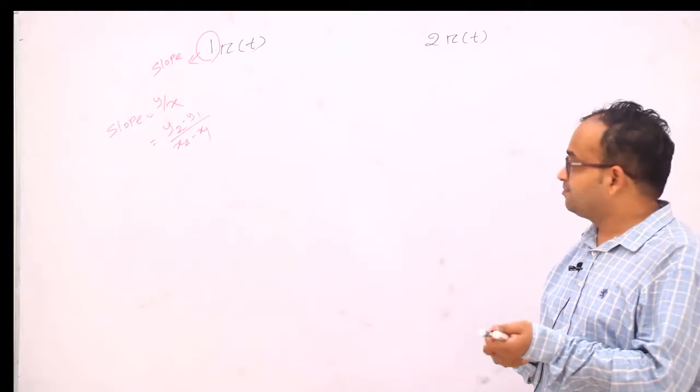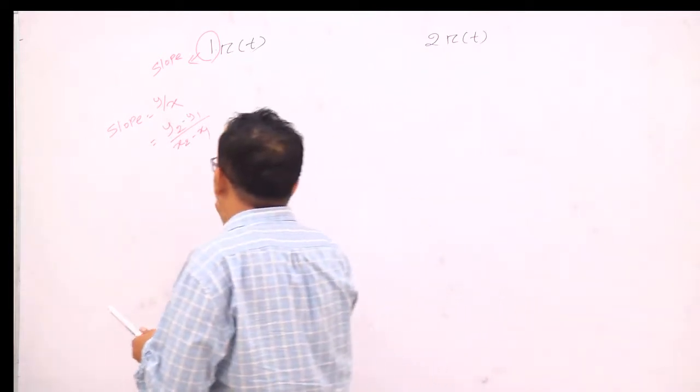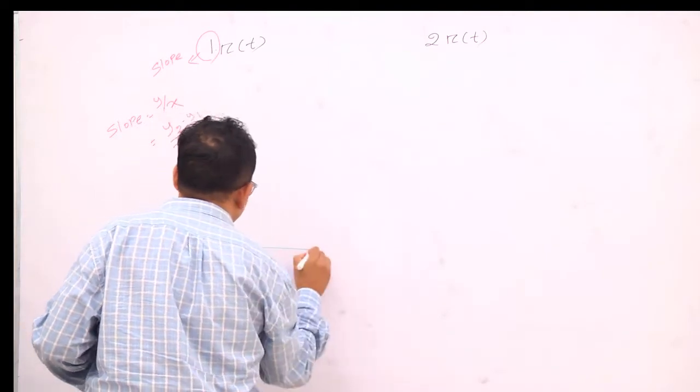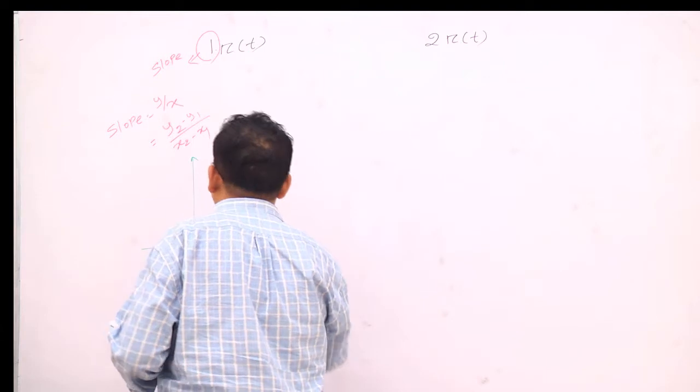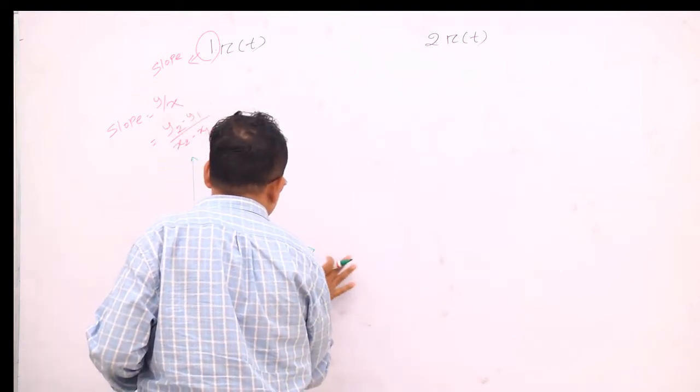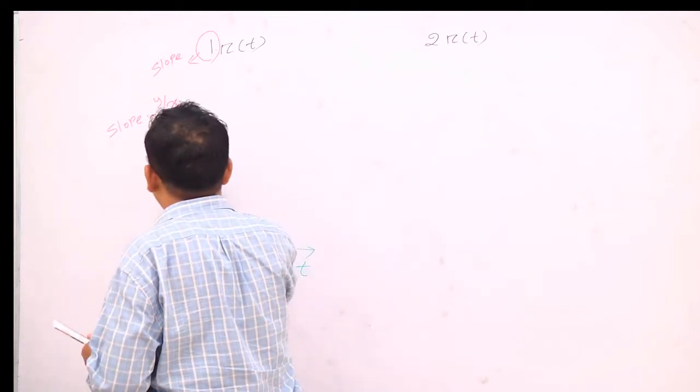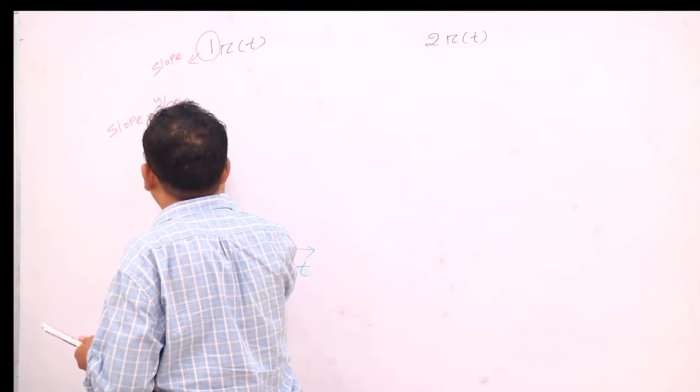So how can you draw? Now see, I am drawing the signal for r of t. This is your x-axis, you can write time on the x-axis. This is your y-axis, you can write r of t. This is the amplitude, right?